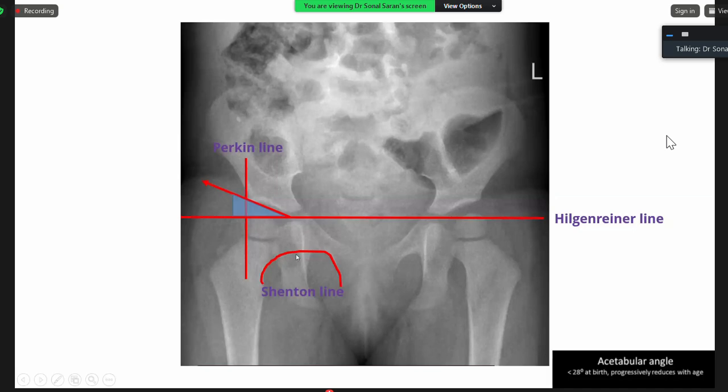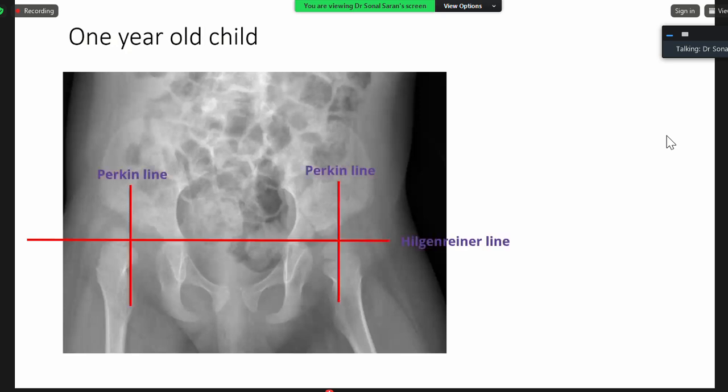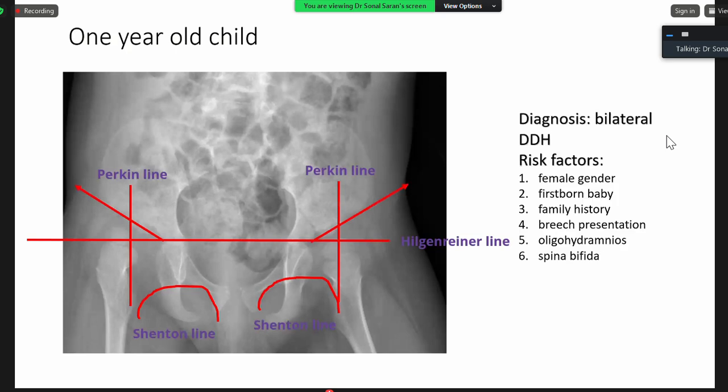And there will be breaking of this Shenton line and widening of the acetabular angle. So in this case, you can see the head of the femur is not lying over the normal location, and there is breaking of the Shenton line over here and widening of the acetabular angle.